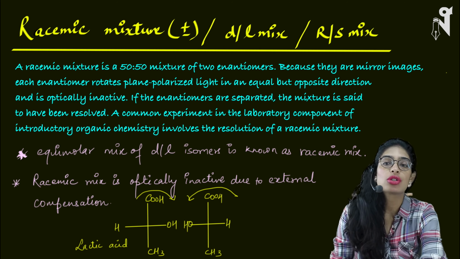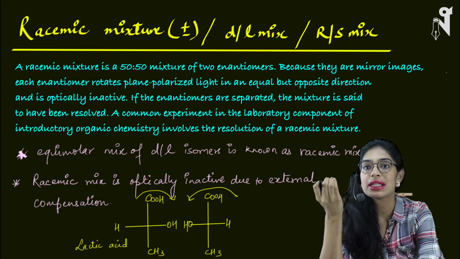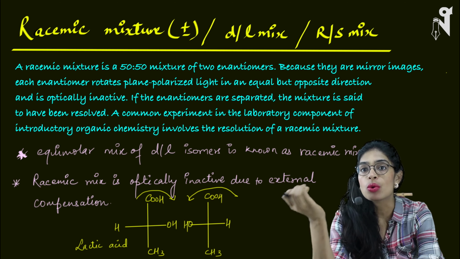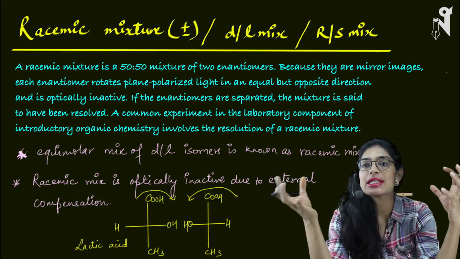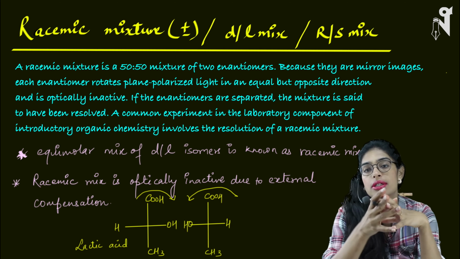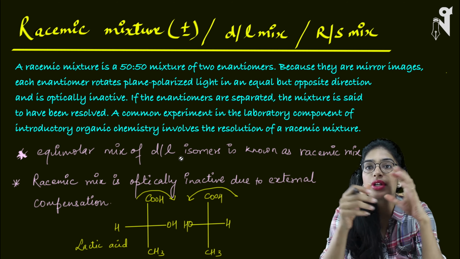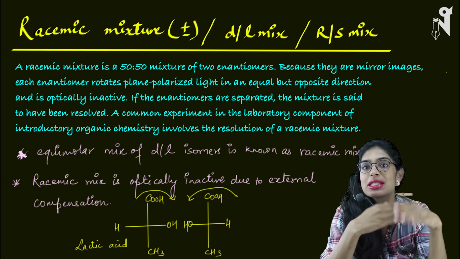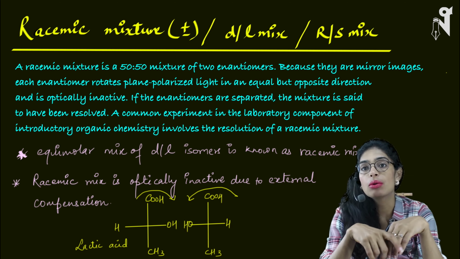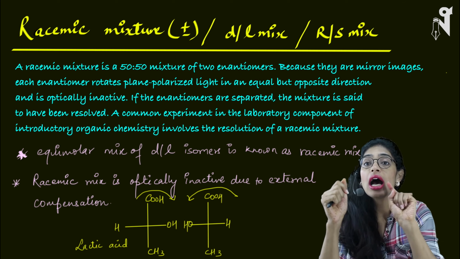So what is a racemic mixture? A racemic mixture is when the two enantiomers of an optically active compound are taken in equal moles, or equal number, or you can say in a 50-50 proportion, and mixed together. That mixture is called a racemic mixture. For example, if I have taken 50% of the R isomer and 50% of the S isomer of a compound and mix them together, that will be called a racemic mixture.